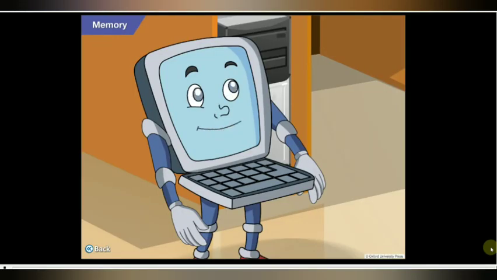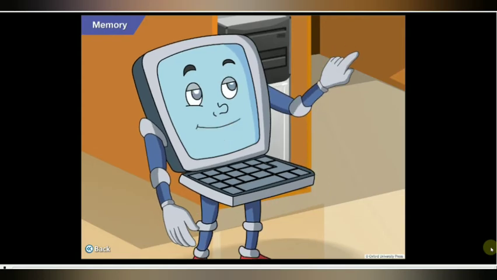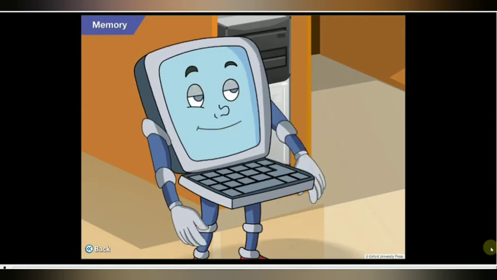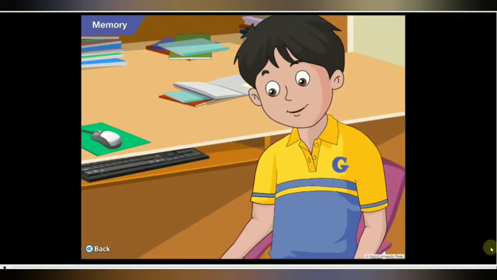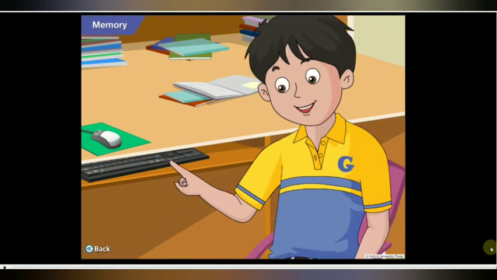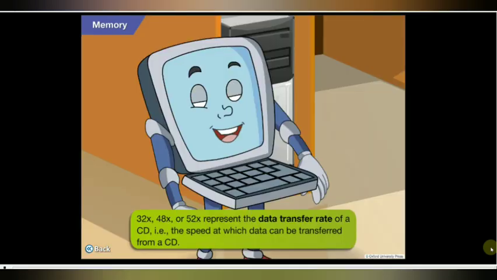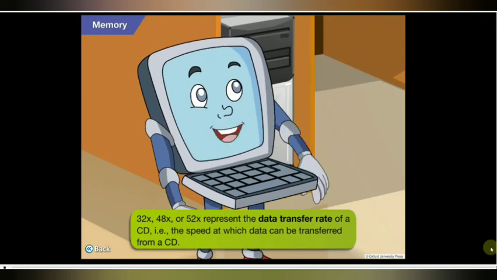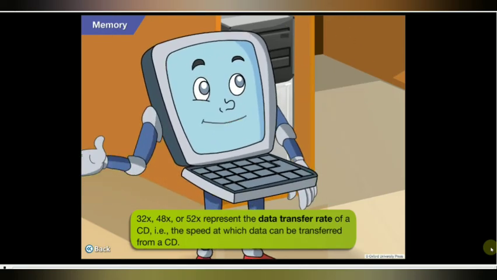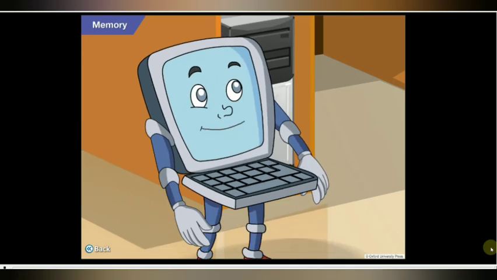I'm impressed, Goggle. Have you also seen 32X, 48X or 52X written on a CD? Do you know what these mean? I have seen these numbers on CDs, but I don't know what they mean, Toggle. These numbers represent the data transfer rate of a CD, which means the speed at which data can be transferred from a CD. What else do you know about CDs?